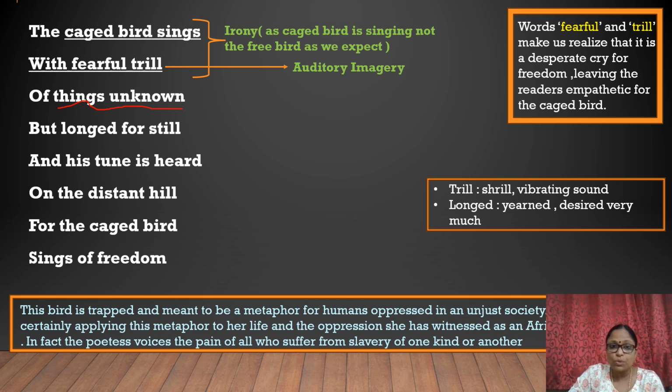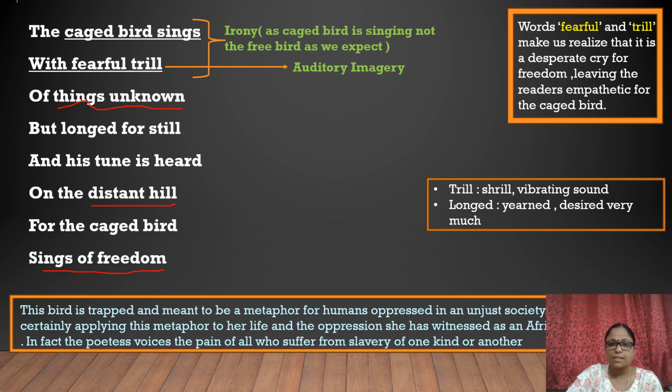And his tune is heard. Where is it heard? Distant hill is the answer. It is heard on the distant hill. And what does he sing? Already we have seen the third line, things unknown, and the second point is he sings of freedom. Two points are there. How does he sing? The answer is fearful trill. Where is the song heard? It is heard on the distant hill.